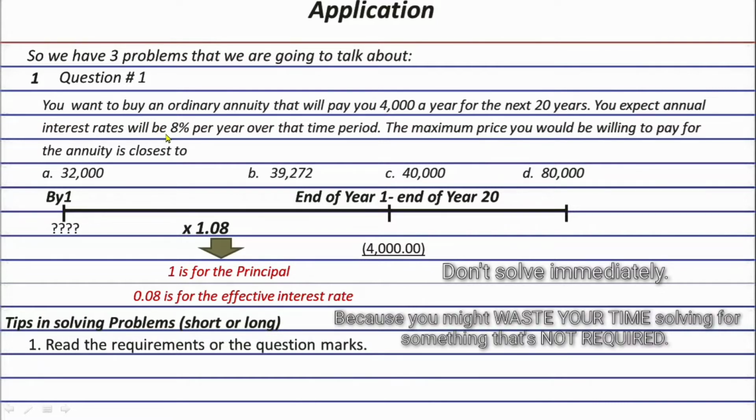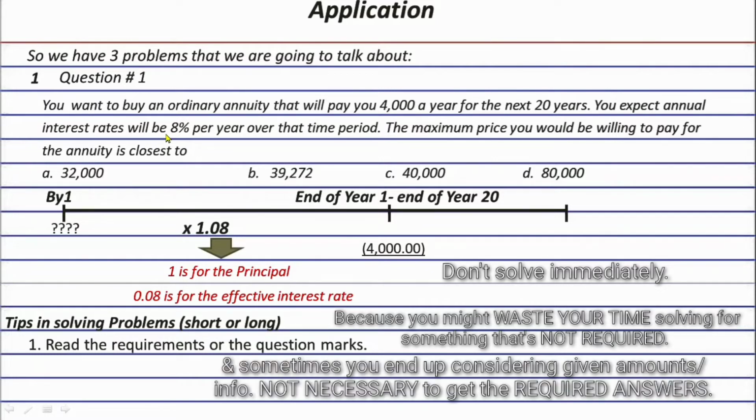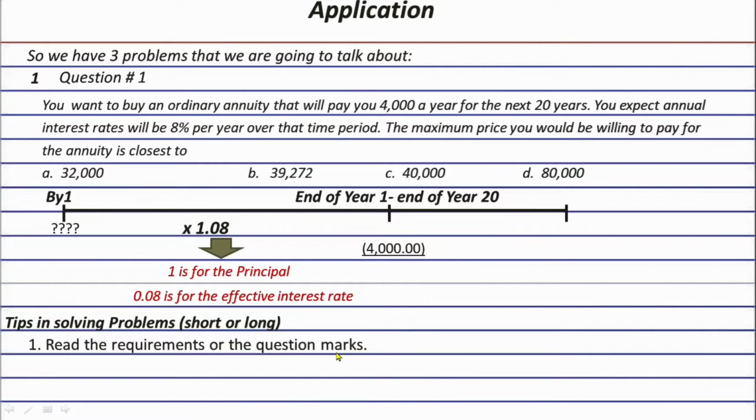Because if you do that, you might end up wasting your time solving for an amount that was not asked of you. Okay? And sometimes, you might end up considering given amounts in the problem that are not really necessary to get the final requirement or questions. So, again, the first step is you should always be reading the final questions and final requirements before you read the whole case or whole situation, and of course before you try to solve. Okay?